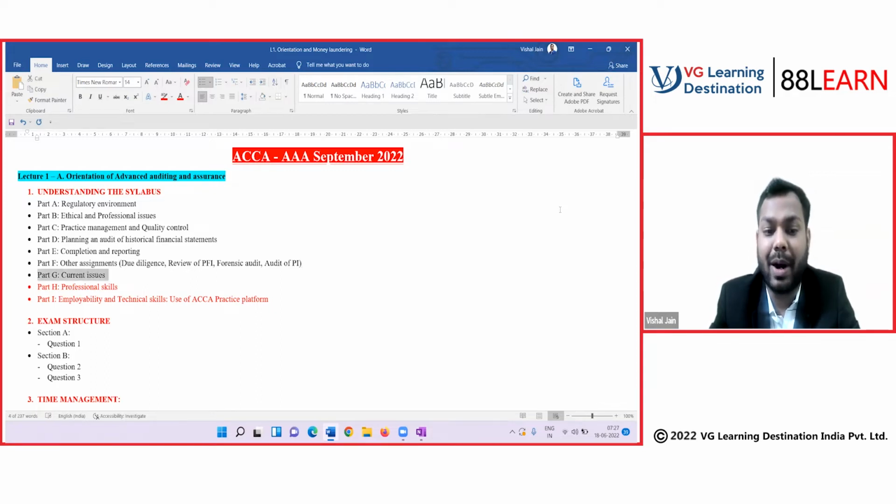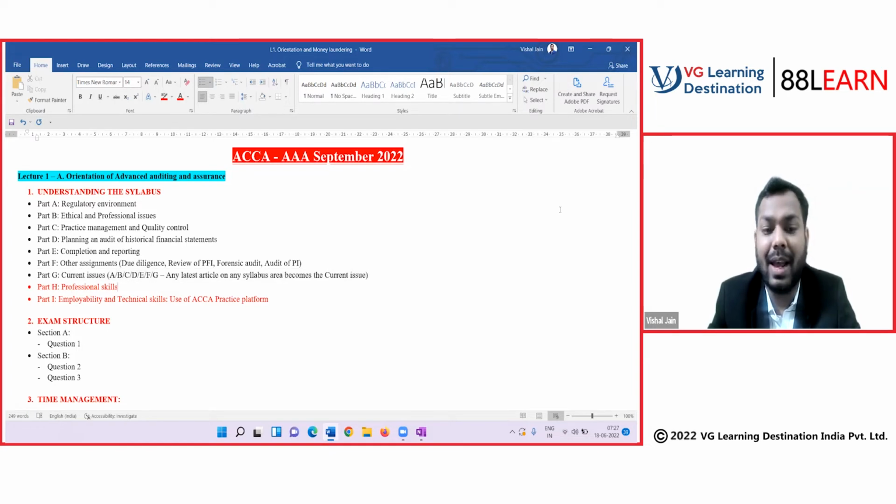Now comes current issues, part G. Current issues might be related to syllabus area A, B, C, D, E, F or G. Basically, any latest article on any syllabus area becomes the current issue. So if there are any current issues, I'll take that up in the class.